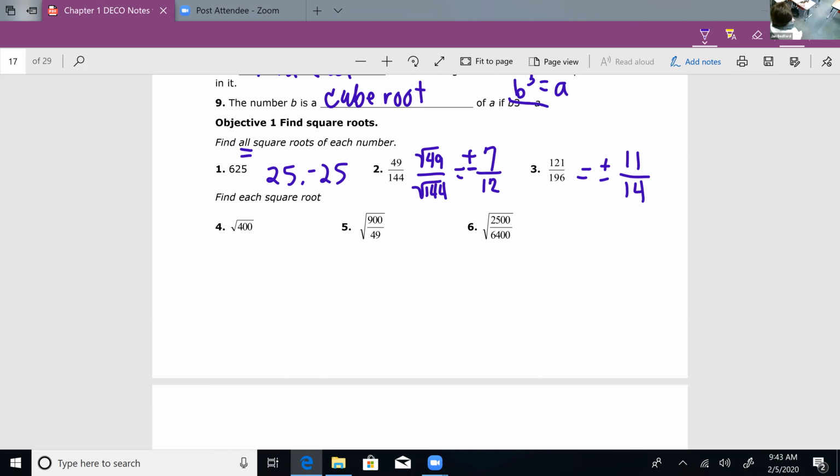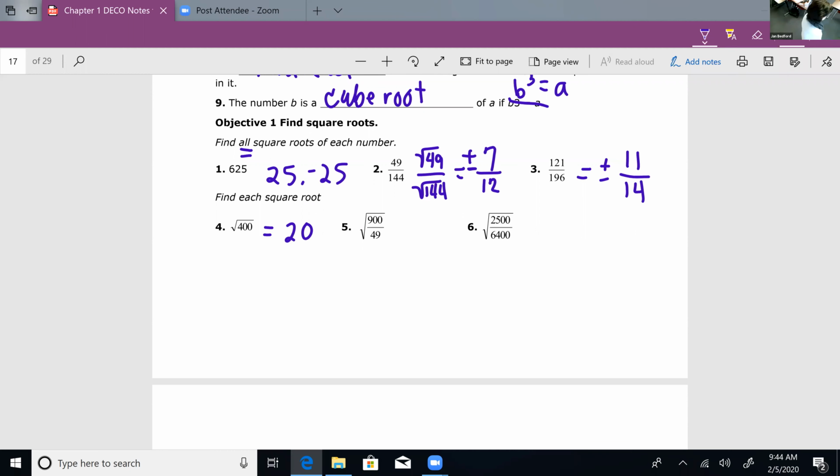Okay, that makes sense? Now, tell me what looks a little different on number 4, because that says find each square root. The square root sign is there. And if the square root sign is there, how many answers will I have? Only one, and it'll be what sign? Good job. All right, so square root of 400 is positive 20.